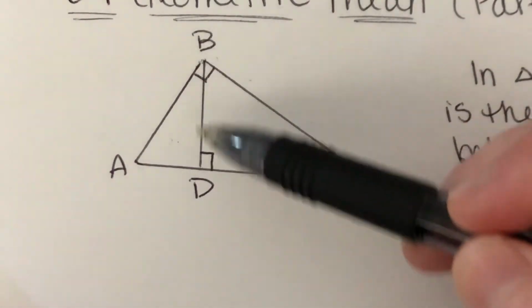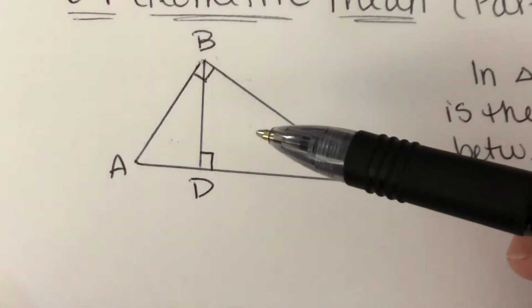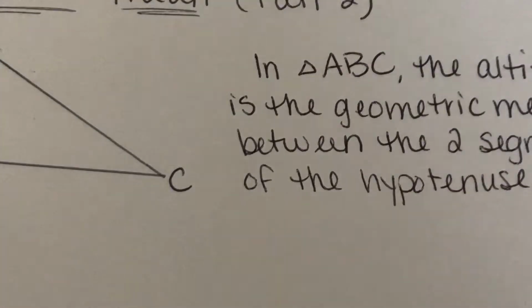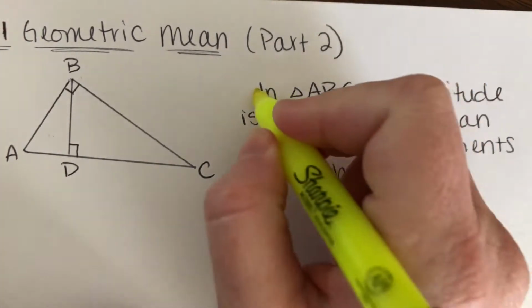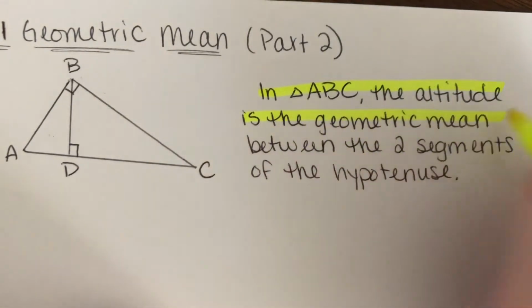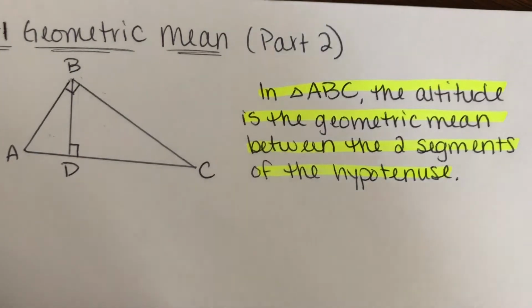So this altitude right here is a geometric mean, the length of this altitude. I know that sounds funny, but this is really important. If you take notes, you might see this come up on a test or a quiz, and it'll say, what is the geometric mean between two segments of the hypotenuse? In a right triangle, the altitude is the geometric mean between the two segments of the hypotenuse. And I know we're confused, and I'm going to explain, I promise.